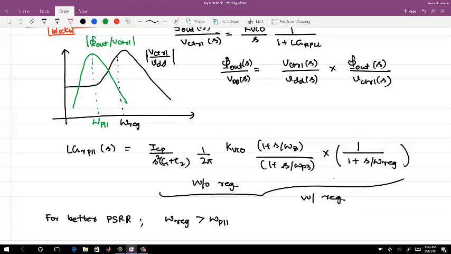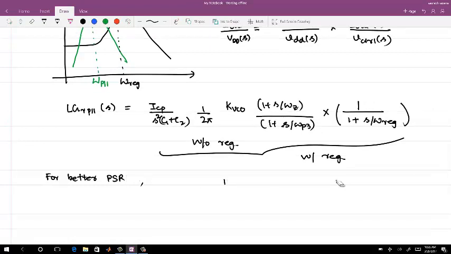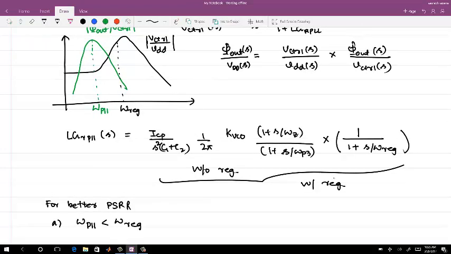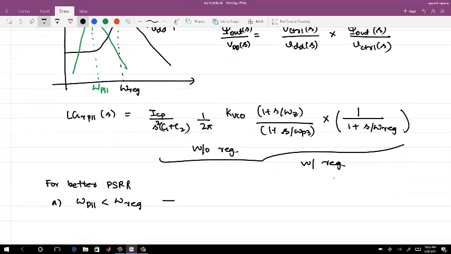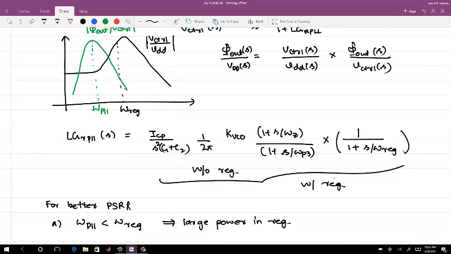That is one case. Omega PLL should be lesser than omega regulator, it's both ways writing the same. So what do you think is the problem here? If I want to have a larger omega regulation, what should be the trade-off? Power consumption. So this will actually have large power in the regulator. Which other way can you improve PSRR?